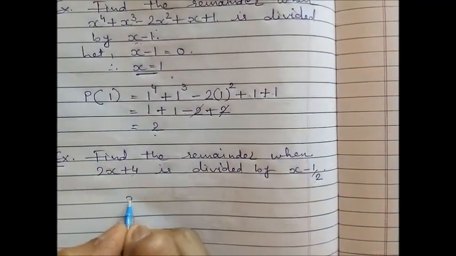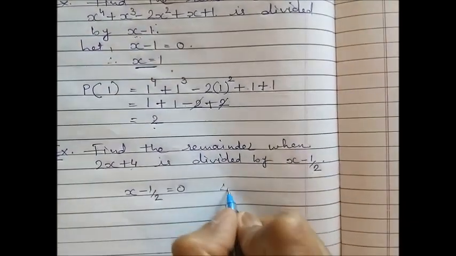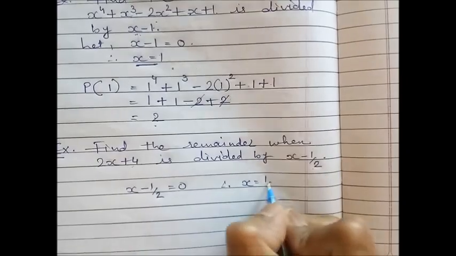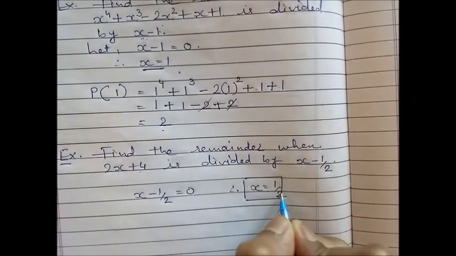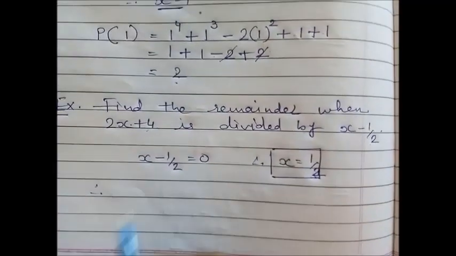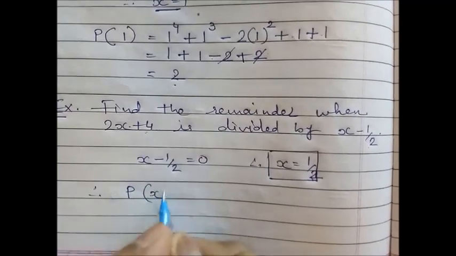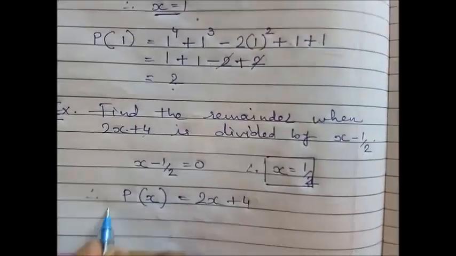So what we will do, we will take x minus 1 by 2 equal to 0. Therefore, x is equal to 1 by 2, right? Now for this x is equal to 1 by 2, we have to find the value of the polynomial. Therefore, p of x is equal to 2x plus 4.